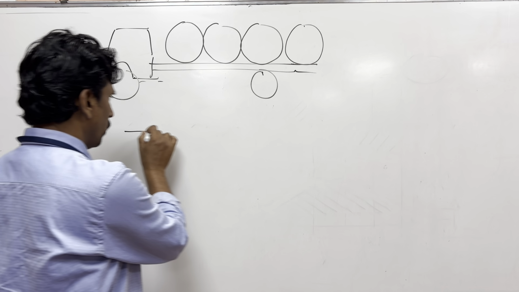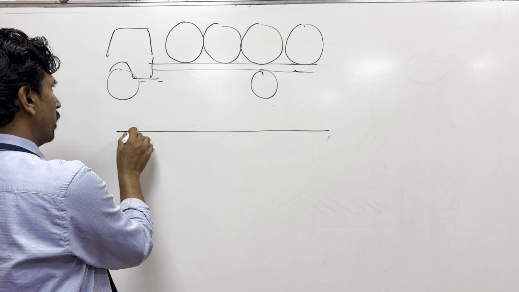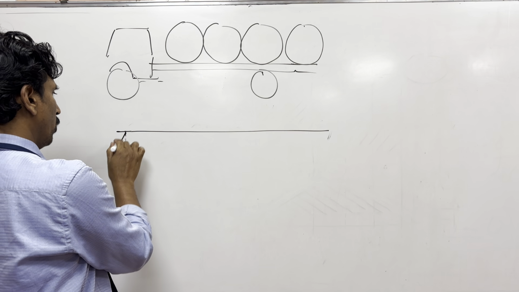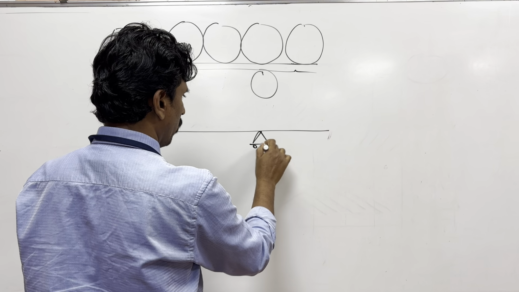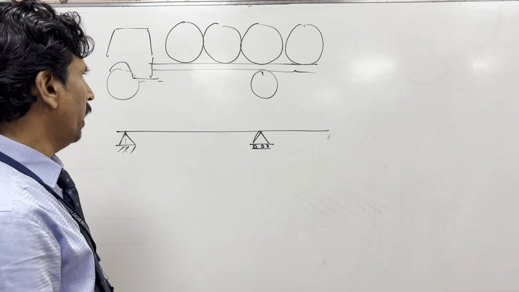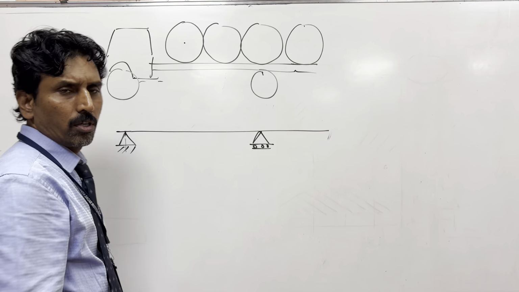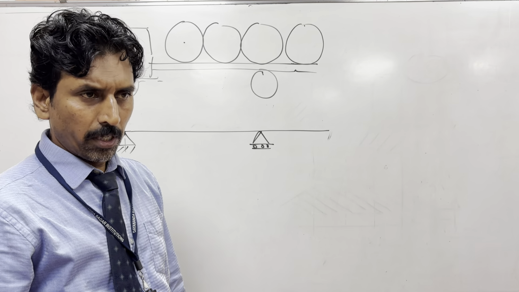Now, suppose somebody is trying to convert this into a numerical to give to UG students, what would they do? They would consider this as a beam. They would consider this as one support, and here one more support, something like this. Usually a simply supported beam. And each of these steel rolls may be around 5,000 kg.